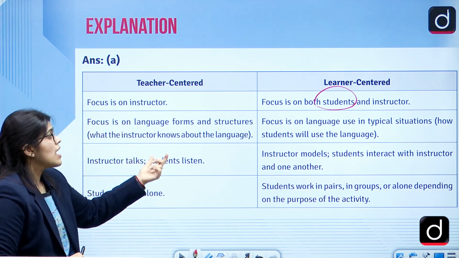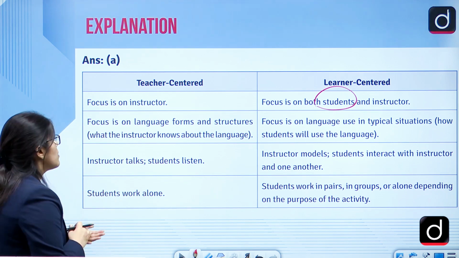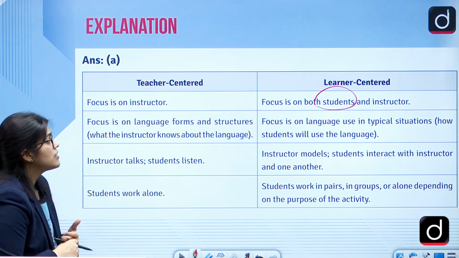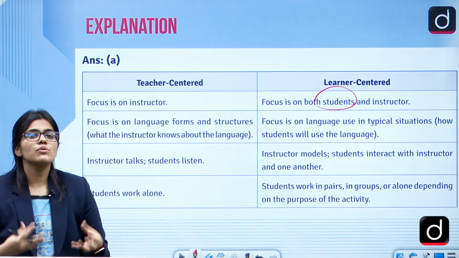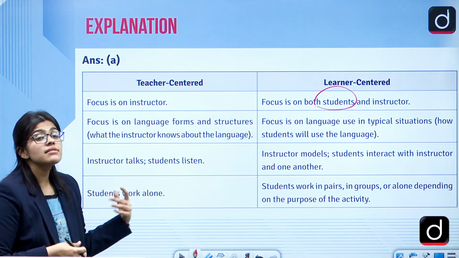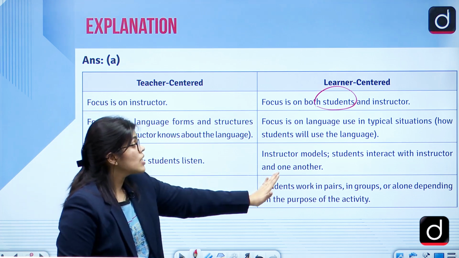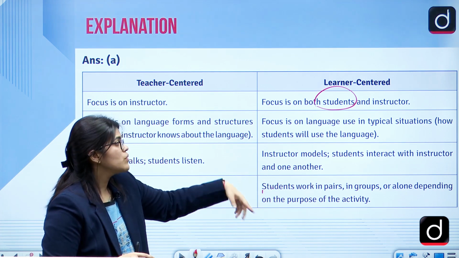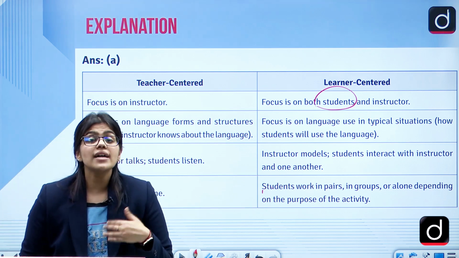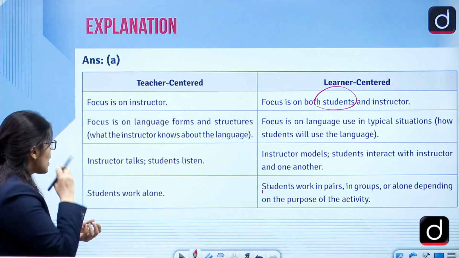Then it focuses on the language, form and structure. Whatever the instructor says is right when we talk about the teacher-centered method. In the learner-centered method, the focus is on the language, and such language is used so that the students are clear with that. Then the instructor talks and the child listens in the teacher-centered way of teaching, but here the instructor only models, and the student is the one who will interact. So the instructor will teach, and then there will be interaction between the teacher and the students. So they both are involved.